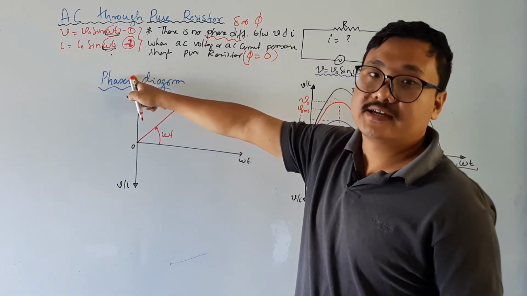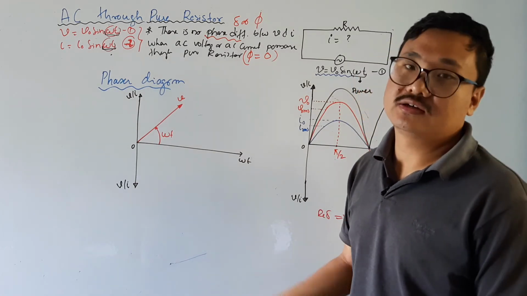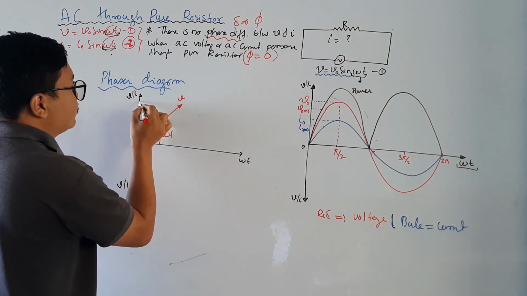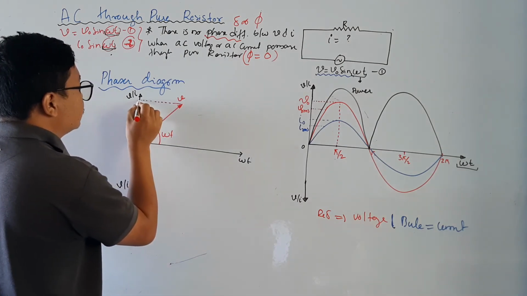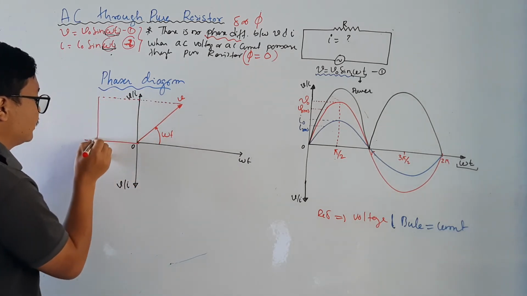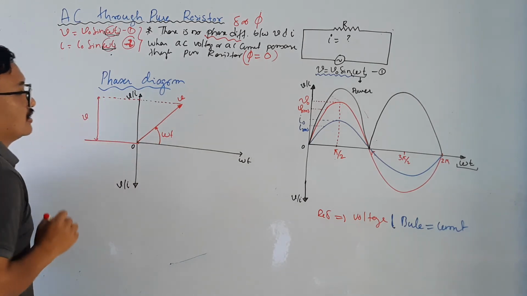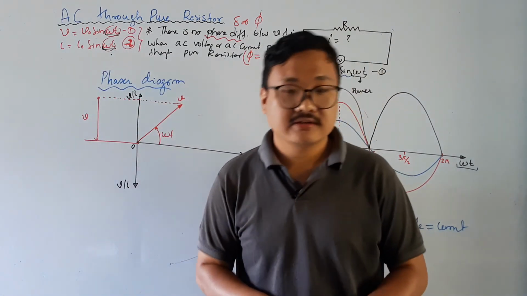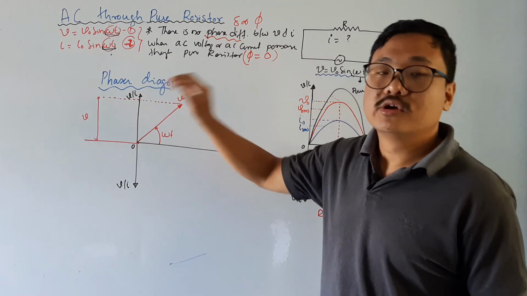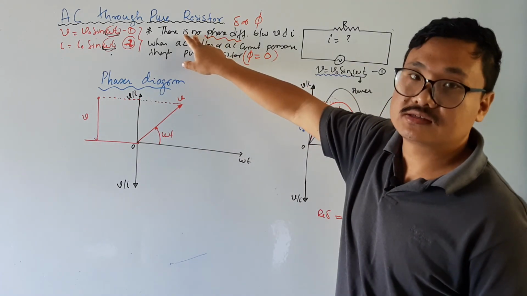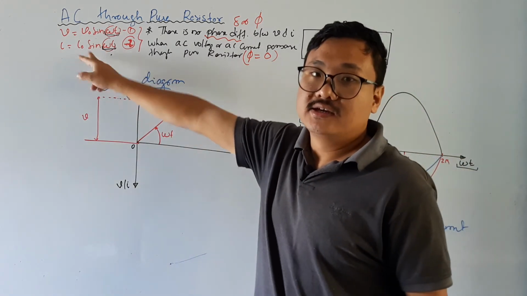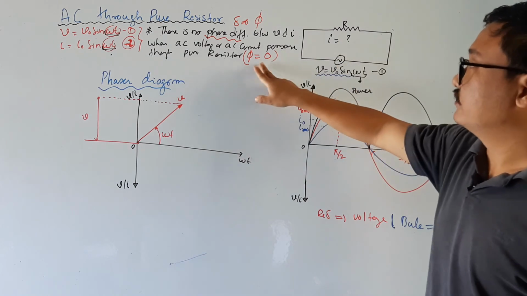In a phasor diagram we represent the current and voltage in terms of vectors. So this value is my V, the voltage. Now, a very interesting thing: whenever we draw the phasor diagram, we have to consider the phase difference, the phase angle. So what is the phase difference between voltage and current when the current passes through a pure resistor? Phi is 0.